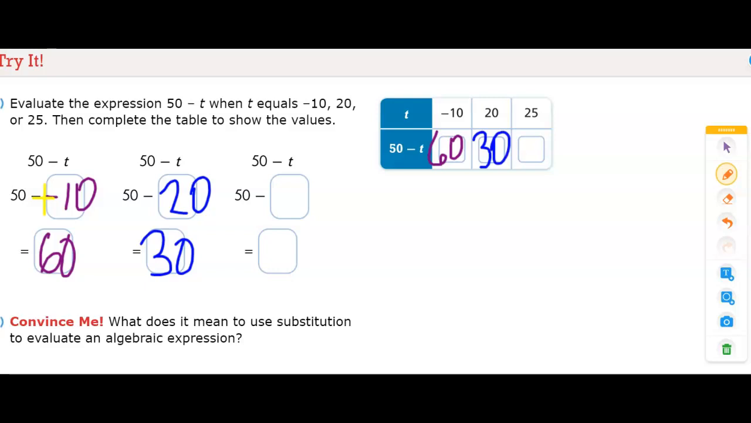And then the last one is 25. So we're going to put 25 here. And then 50 minus 25 is 25. And so we put 25. So now we have solved for each of these three values of t to get the different values.